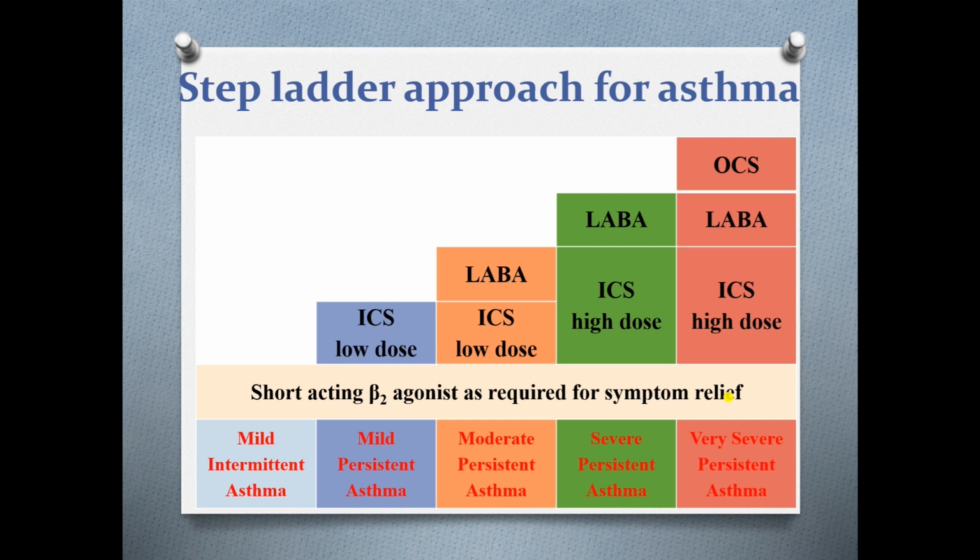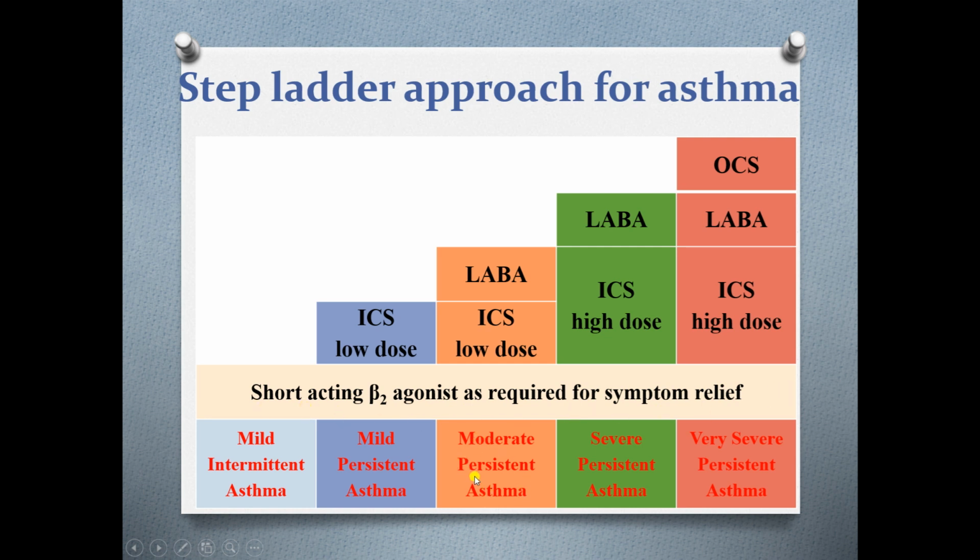You start with a low dose of inhaled glucocorticoids, which can suppress the inflammation, because the patient has entered the stage of persistent asthma. But whenever there is an acute need, you have to give a beta 2 agonist, that is as and when required, and it remains the same for all the stages of asthma.